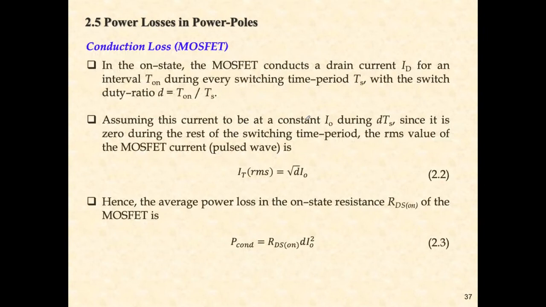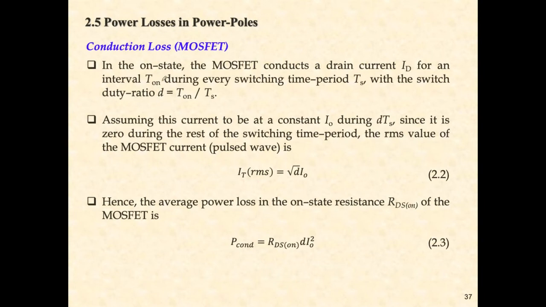The first one is for the MOSFET. We call it conduction loss. From the word, we should know that it is the loss during the operation of the MOSFET, so we are talking about its on state. In on state, the MOSFET conducts drain current, right? But with the switching duty ratio, do you still remember duty ratio?